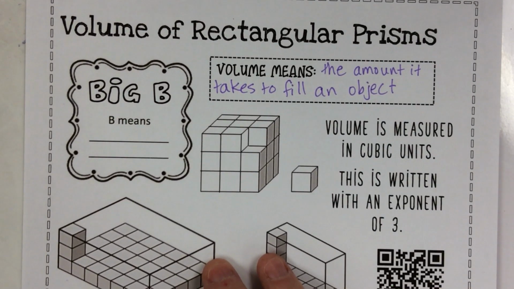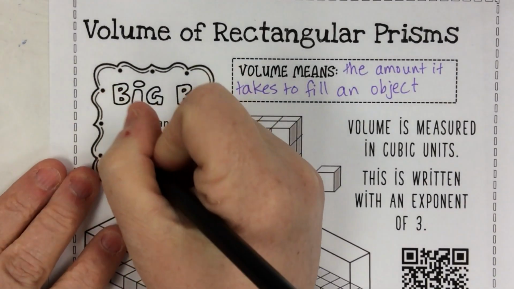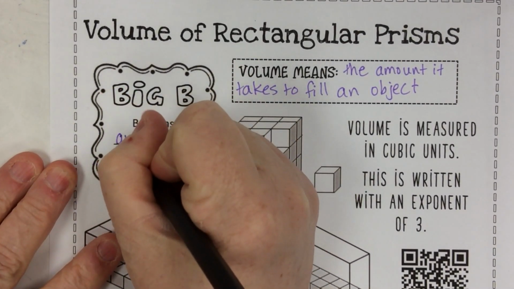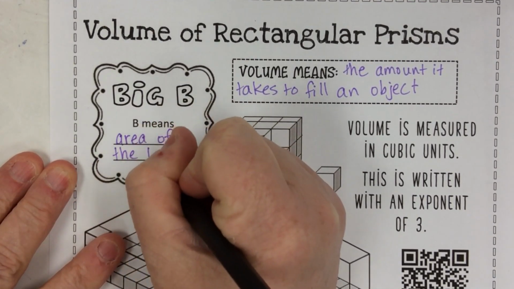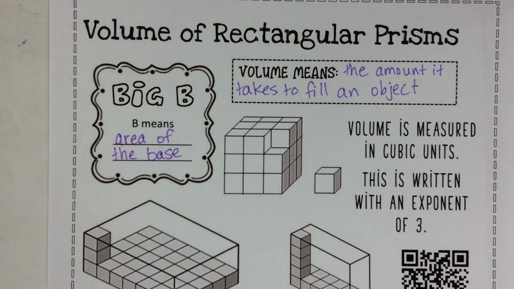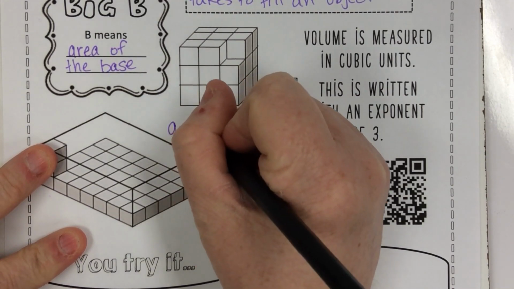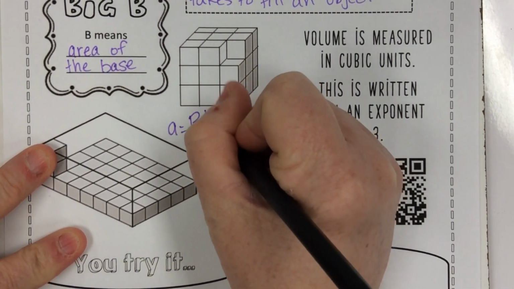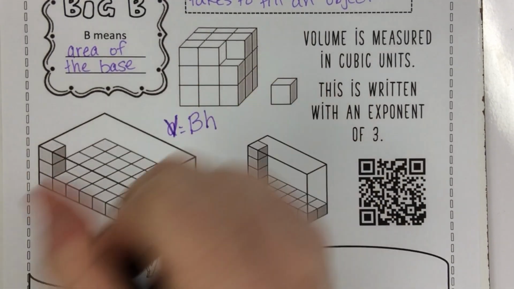All right, so big B, we're going to refer to big B in 6th grade as the area of the base, and that is everything from this point forward. Big B is always going to mean area of the base. Now that means capital B. So my formula for finding the volume of any kind of prism is going to be big B times H. Volume is big B times H.